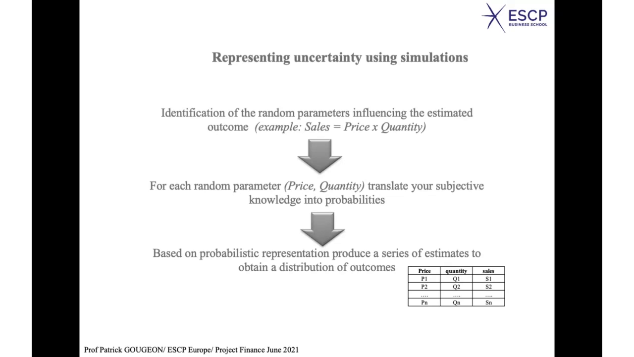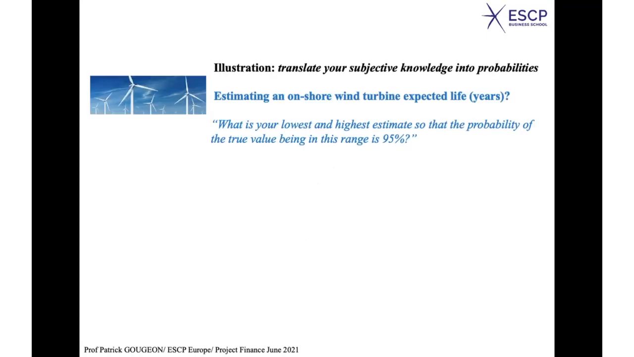And you obtain for each line an amount of sales. So the last column gives you a series of 1,000 numbers, assuming that we have done 1,000 simulations, which will correspond to the combination of the two random parameters, price and quantity. And therefore, you will have your distribution of sales. So let's try to see more technically how we can do that. So I start with a question.